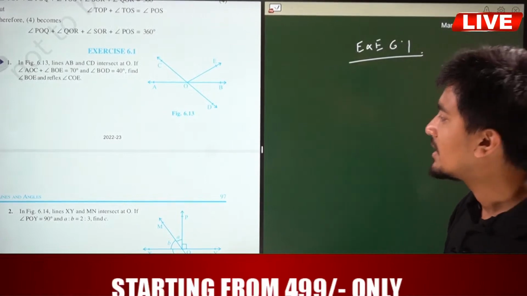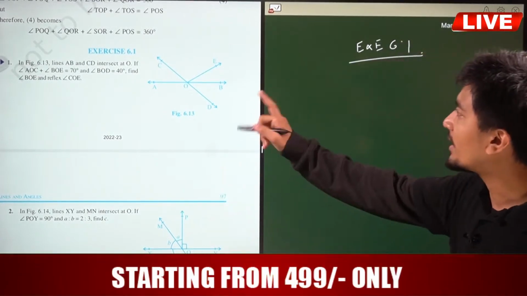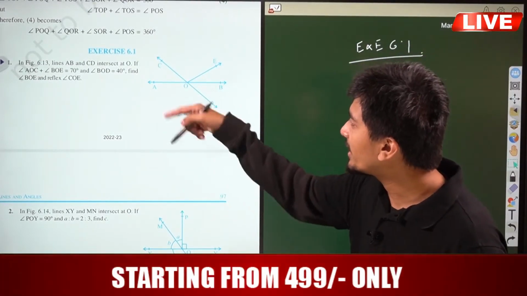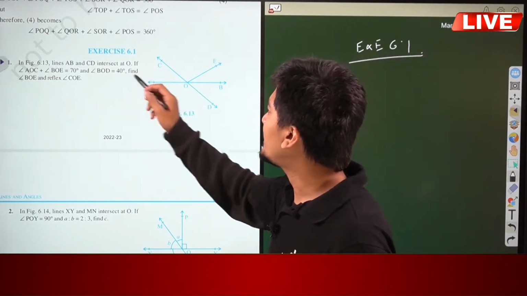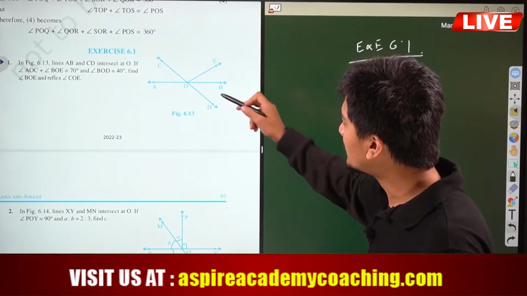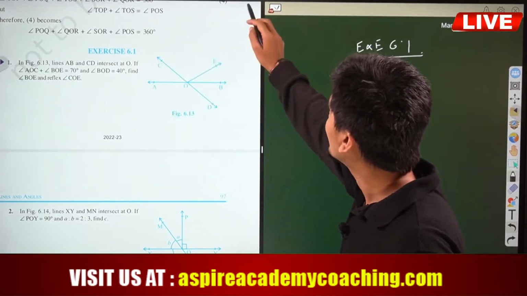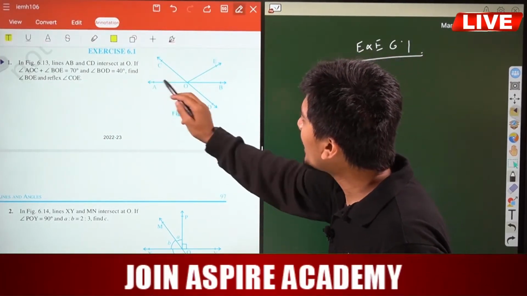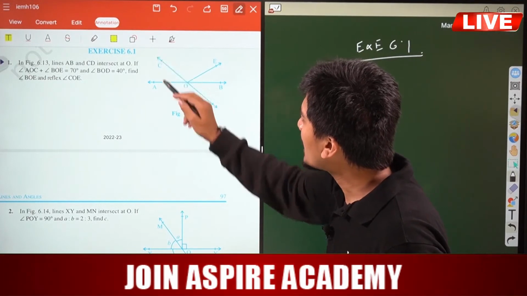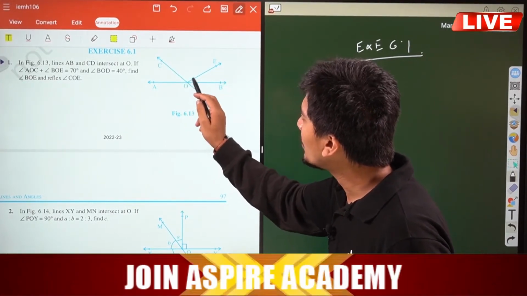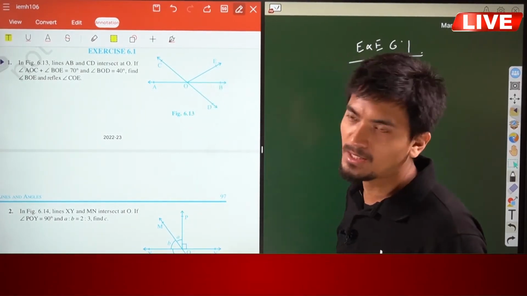See the first question. In the first question it is given that in figure 16.13, one figure is given here. AB and CD intersect each other at point O. If angle AOC plus angle BOE equals 70 degrees.